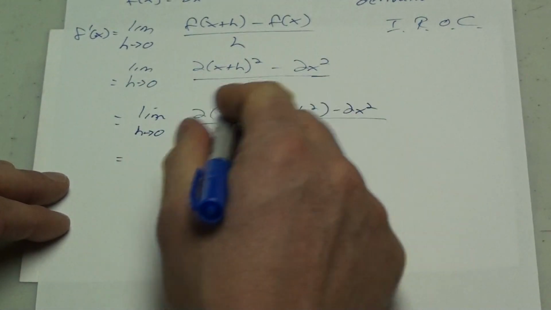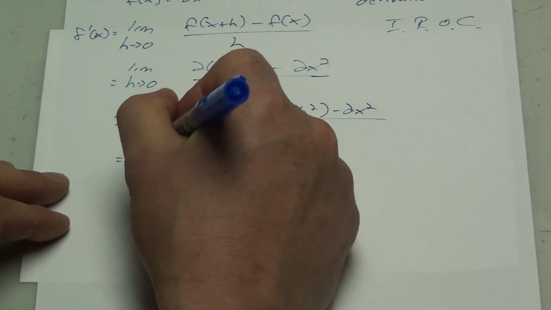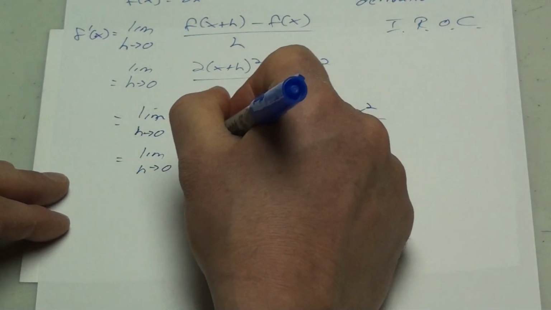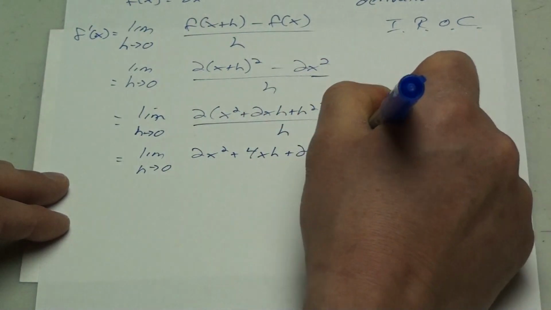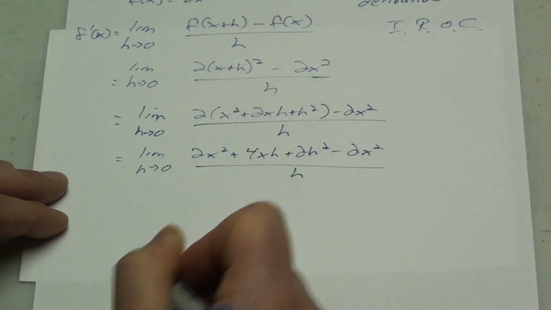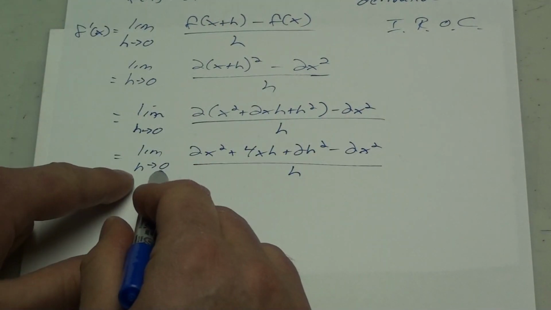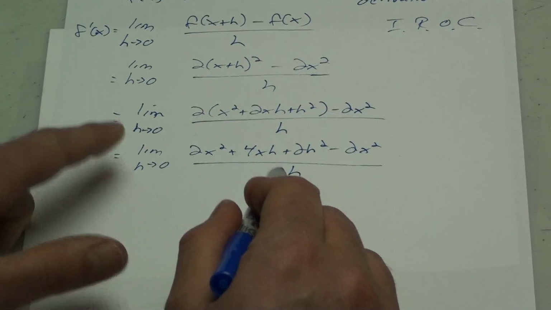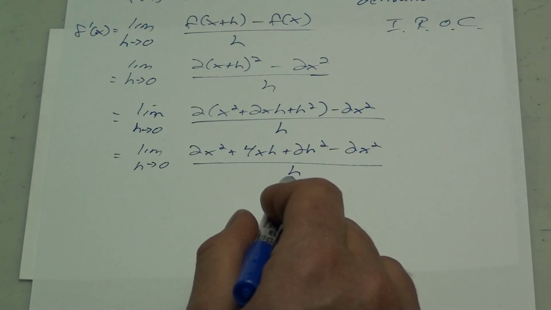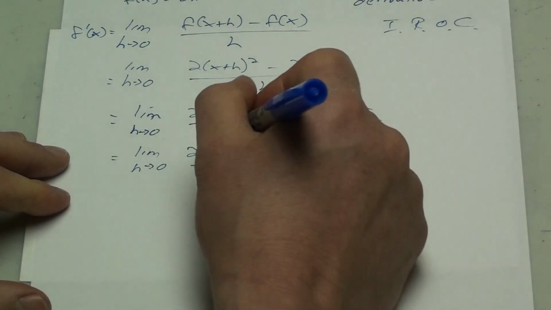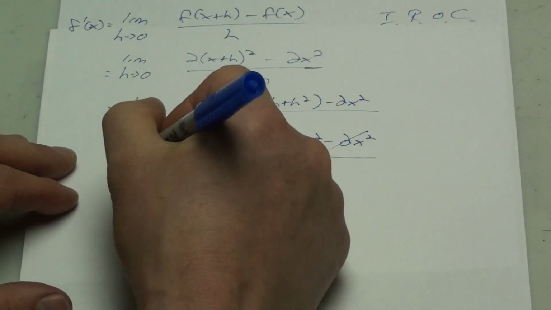Again, I can do a little algebra on top here, so I can multiply the 2 into the brackets. Limit h approaches 0. 2x squared plus 4xh plus 2h squared minus 2x squared all over h. I cannot put in my limit right now because h as 0 is going to make my denominator go to 0. That's a problem. I need to do a little algebra first to get rid of that h on the denominator. So my 2x squareds are going to cancel out. I have a positive 2x squared and a negative 2x squared, and they cancel out.